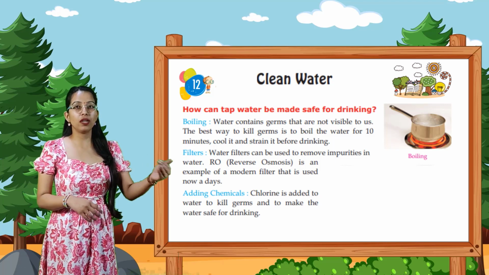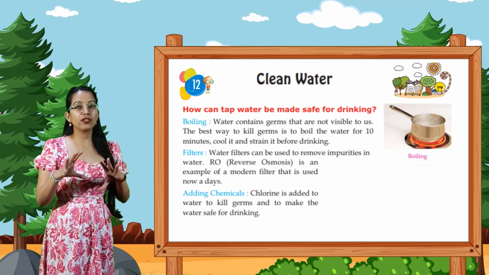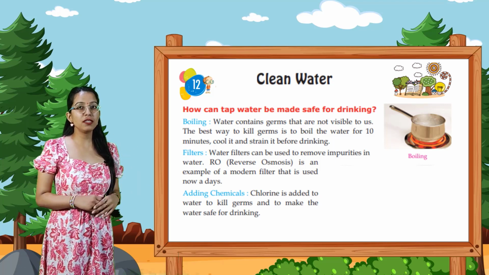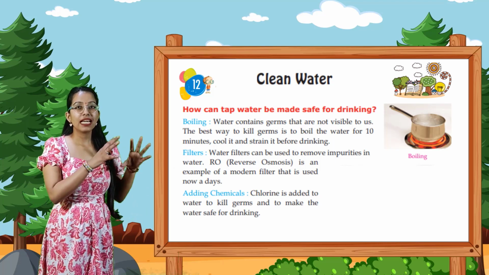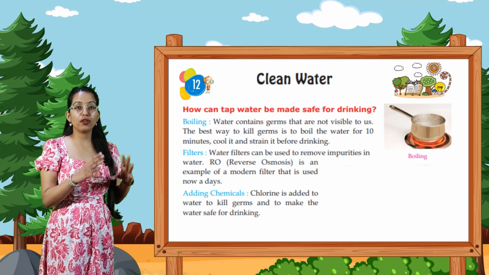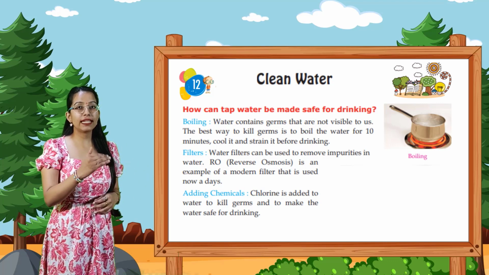First one is boiling. Water contains germs that are not visible to us. The best way to kill germs is to boil the water for 10 minutes, cool it and strain it before drinking.